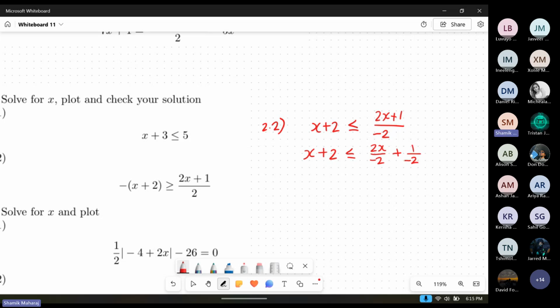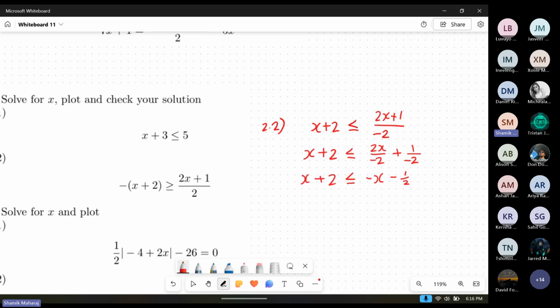Right? I just split, see the top 2x over the bottom plus 1 over the bottom. Right? That's what a common denominator does. So now the 2's cancel out here and we're just left with negative x. Here, this is basically just a negative half, right? It doesn't matter where that negative is. Okay, and on this side we have x.